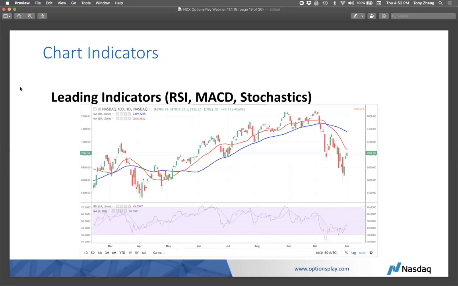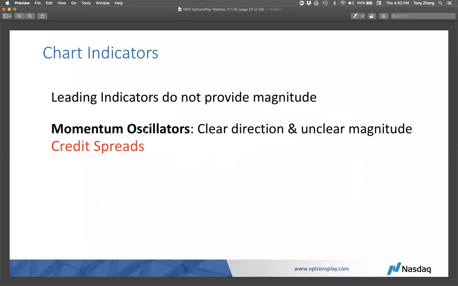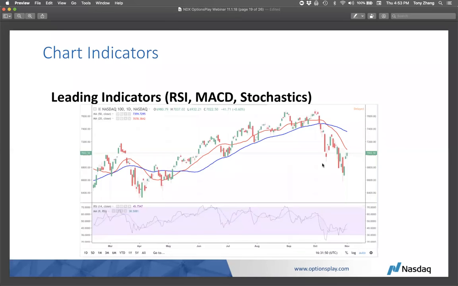And that's really why it's important that if you're going to use a momentum oscillator for your trading, you want to use them with credit spreads. Because if you get a buy signal, you want to sell a put credit spread. When you get a sell signal, you should use a call credit spread. And that's really, really important because none of these indicators give you a sense of magnitude.